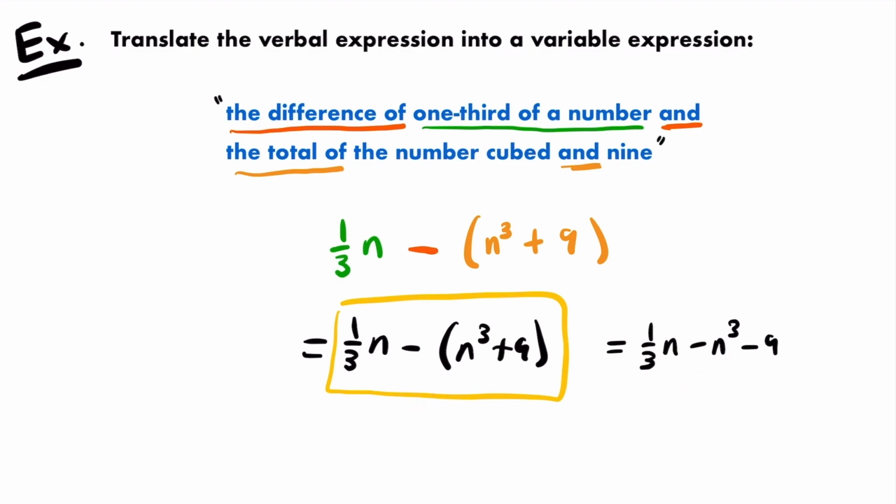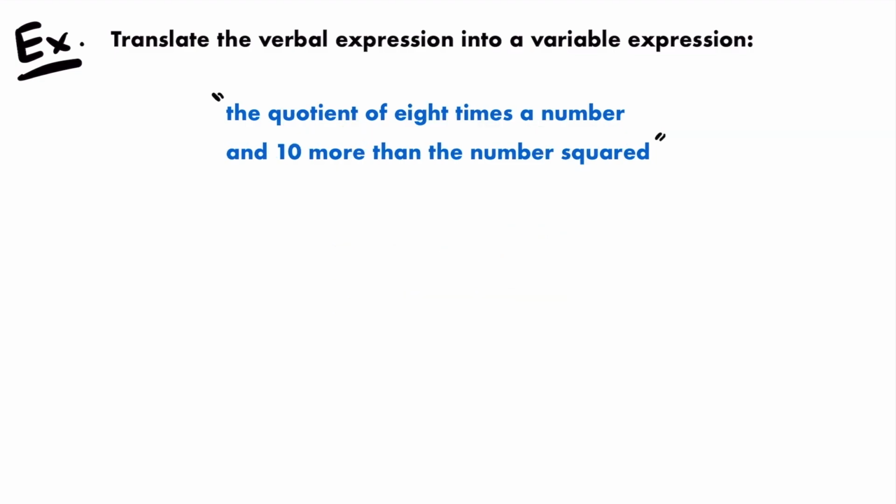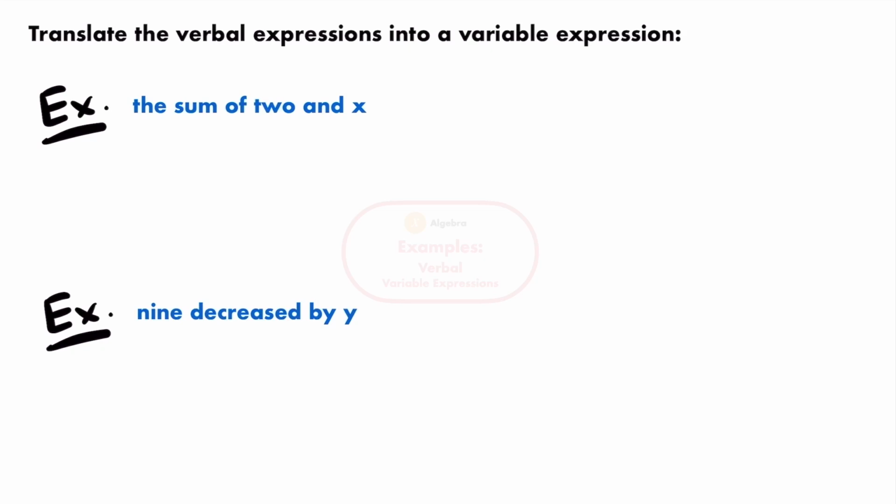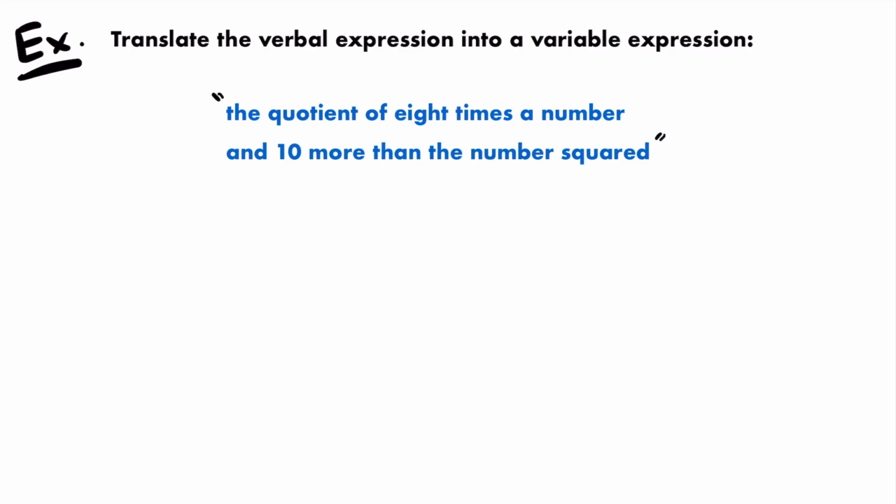Okay, let's take a look at one more example for this video. So here's our last example. We want to translate this verbal expression into a variable expression. It says the quotient of 8 times a number and 10 more than the number squared. So once again, let's look for the first operation that is mentioned. In this case, that is the quotient of. That is referring to division. Remember that the division of two numbers results in a value that we call the quotient.